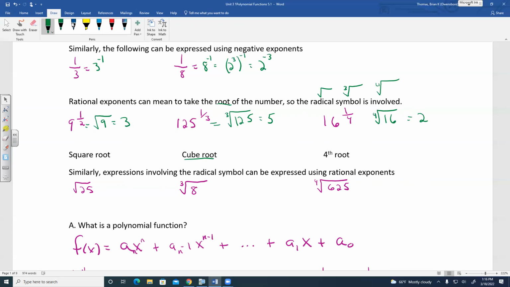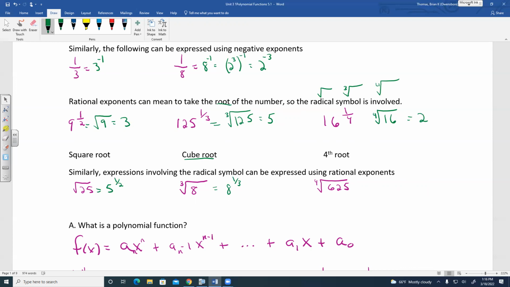So similarly, if we see these expressions here, I can express these using rational exponents. The square root of 25, we can also write as 5 to the 1/2 power. Notice how the denominator is a 2, that stands for square root. If I have the cube root of 8, that's the same thing as 8 to the 1/3 power. Now I'm using what's called a rational exponent.